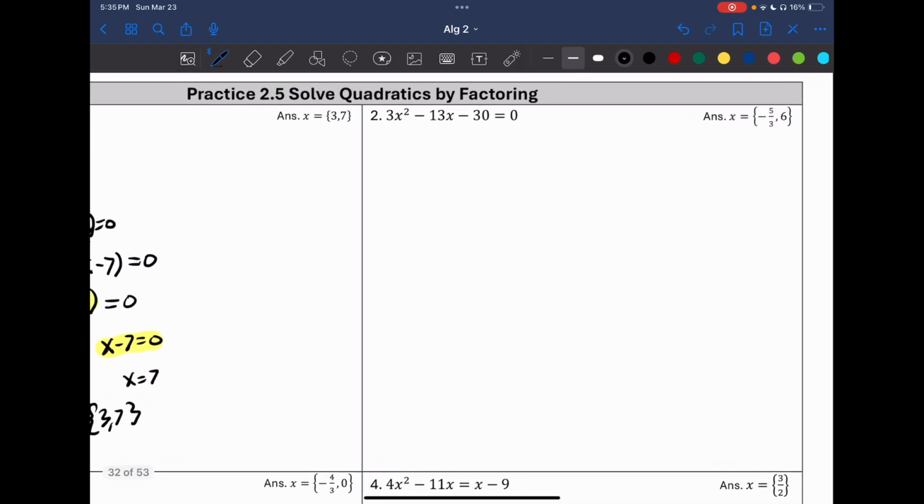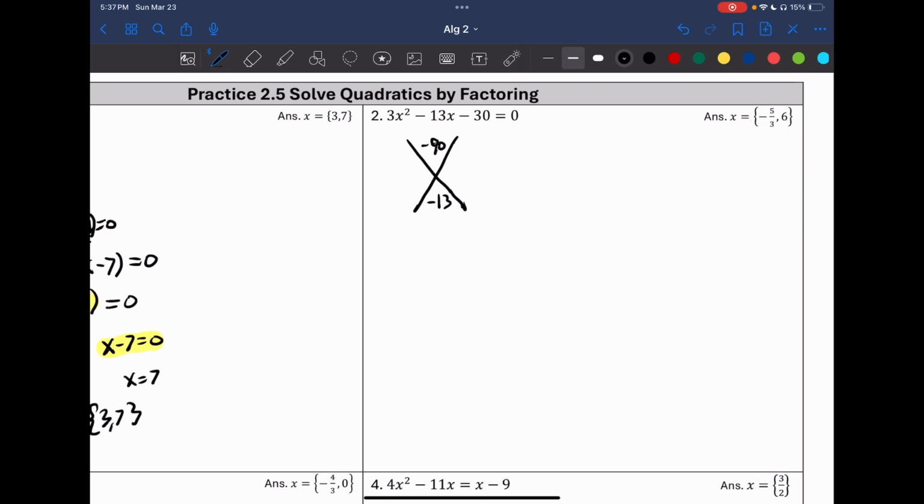Okay. Looking at this one, we have it equal to 0 already, so we don't need to worry about that. We also can't factor out a GCF because the greatest common factor between these three terms is just 1. So go ahead and do our magic x. We want two things that are going to multiply to -90, right? A times c, and add to -13. And think about what is going to multiply to 90, add to -13.